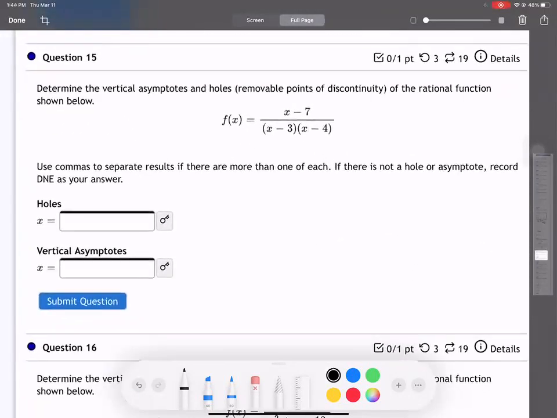Determine the vertical asymptote. Okay, just like what we did before. Any holes, if we have any. So do we have any holes here? Take a look. x plus 7, x minus 7, x minus 3, x minus 4. There are no holes here. So D and E. But we do have vertical asymptotes at 3 and 4. Why don't we have any holes? No factors divided out. That would have been our hole.